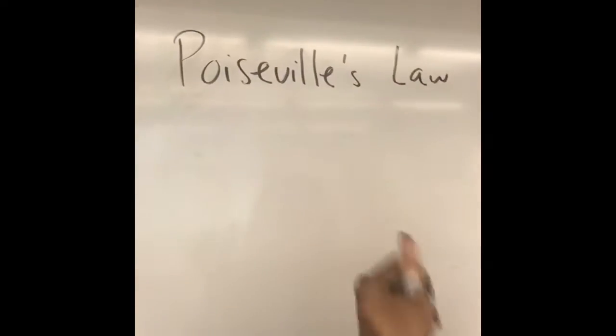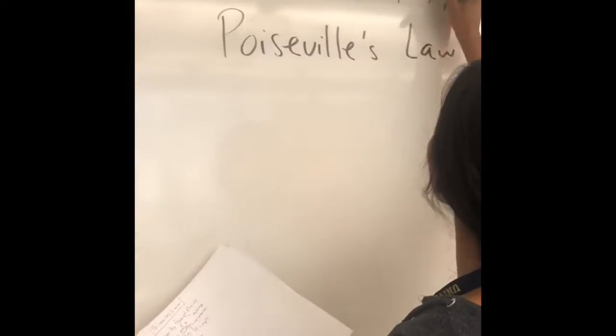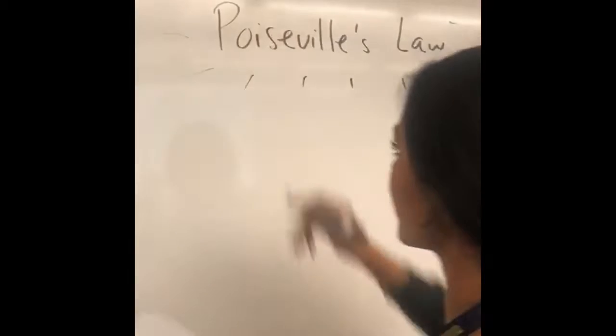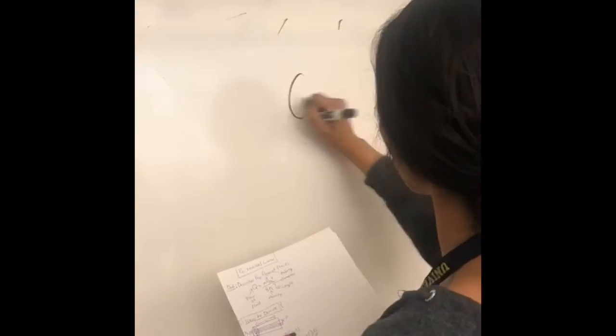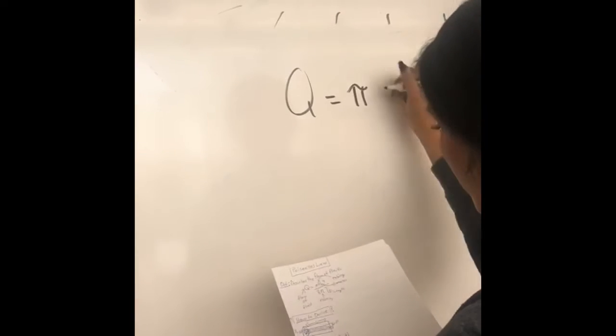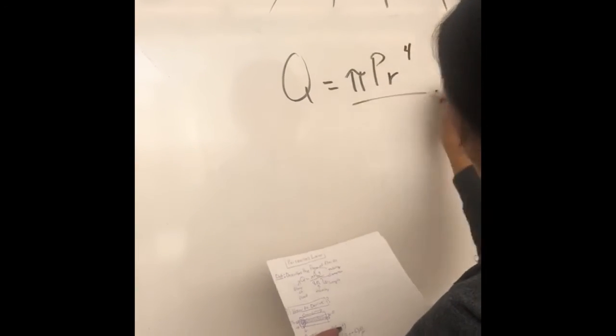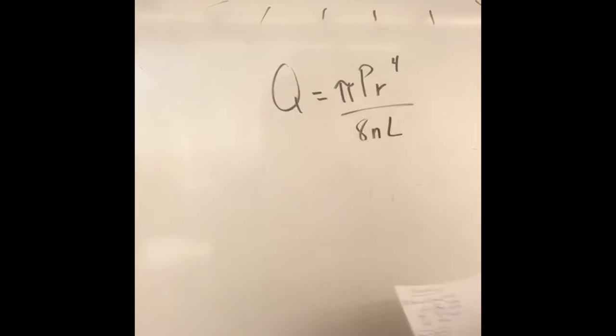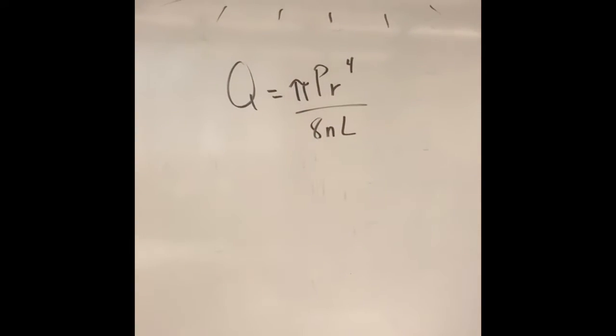Poiseuille's law describes the flow of fluids through a cylindrical pipe, and clinicians use this to determine the amount of fluid delivery in IV administration and airway resistance. The formula used to describe this law is Q equals pi times P times r to the fourth divided by 8 times n times L.